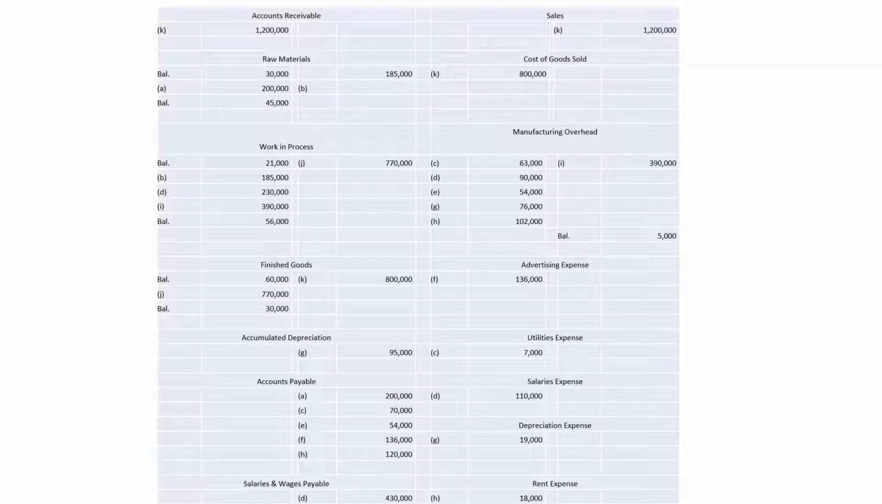So there's our first one, debit raw materials inventory, credit accounts payable. In B, debit work in process inventory 185,000, credit raw materials, and that B should be up one line next to the 185,000 credit for raw materials. The next, we will debit manufacturing overhead 63,000, utilities expense 63,000, and credit the accounts payable 70,000.